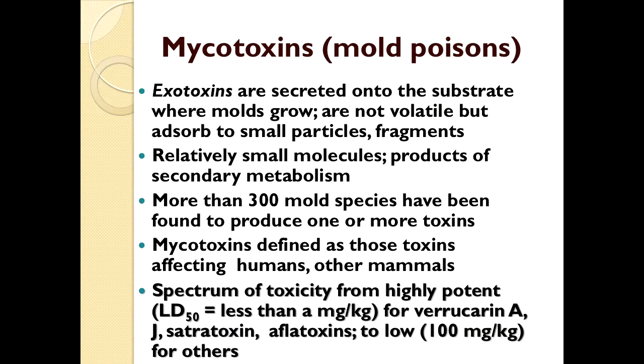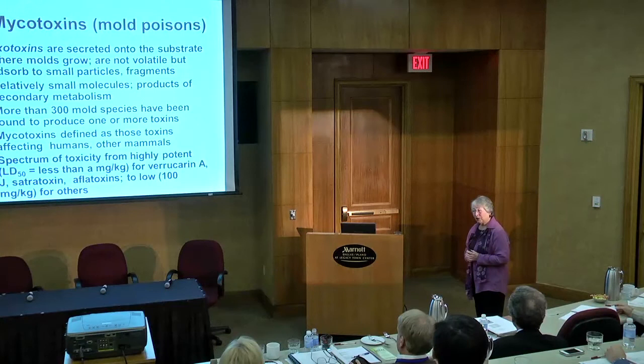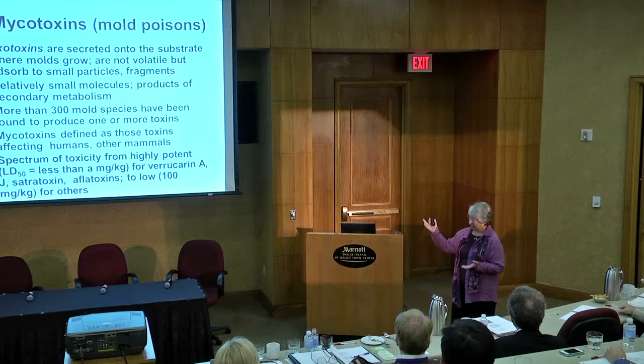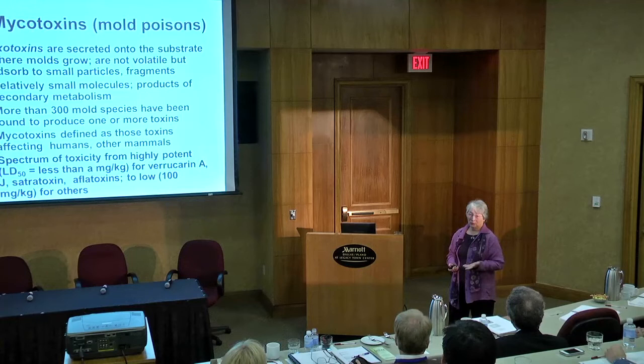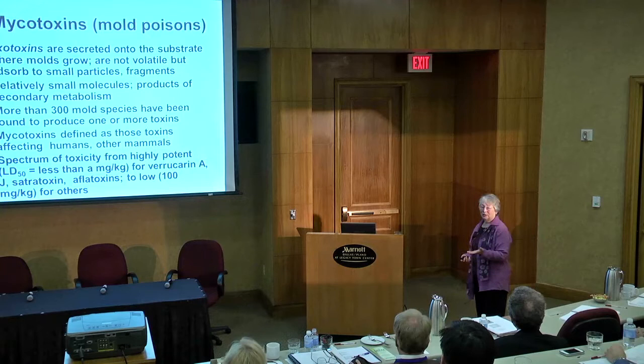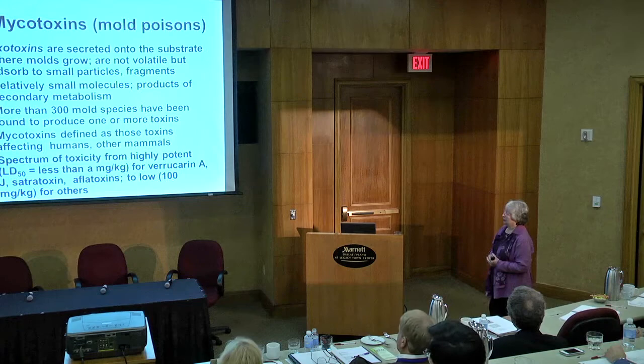Right, so they are defined as those that affect humans and other mammals. And the spectrum of toxicity can be highly potent, as Dr. Hooper said, where you have a lethal dose 50 of less than a milligram per kilogram. That's a very, very small amount. And for inhalation exposure to toxins, the lethal studies use a 10-minute exposure, and you look to see whether half the animals die within 24 hours after exposure. So, 10 minutes of exposure to a very low concentration, and then you see whether you reach 50% mortality.